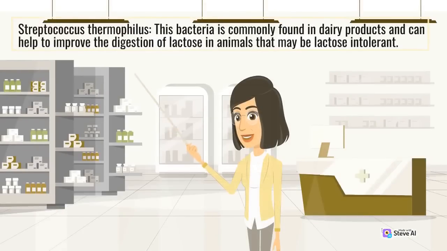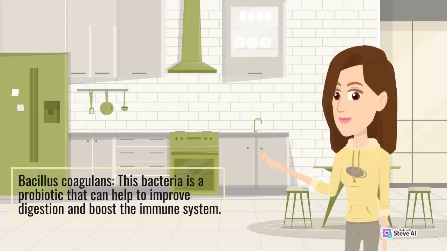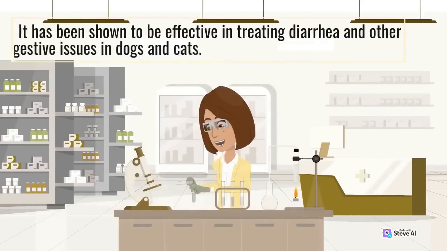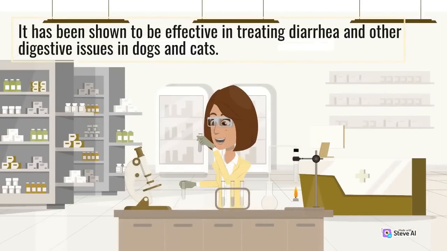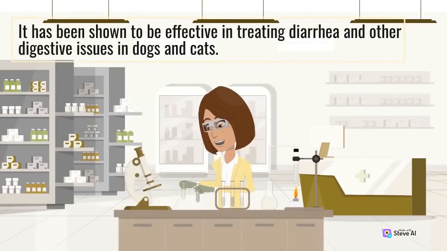Streptococcus thermophilus. This bacteria is commonly found in dairy products and can help to improve the digestion of lactose in animals that may be lactose intolerant. Bacillus coagulans. This bacteria is a probiotic that can help to improve digestion and boost the immune system. It has been shown to be effective in treating diarrhea and other digestive issues in dogs and cats.